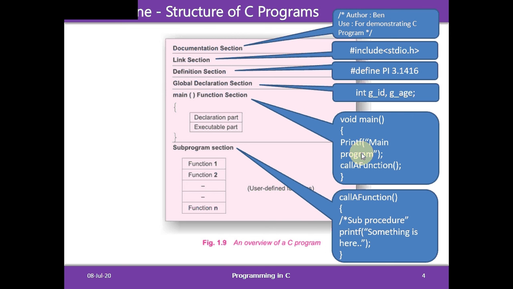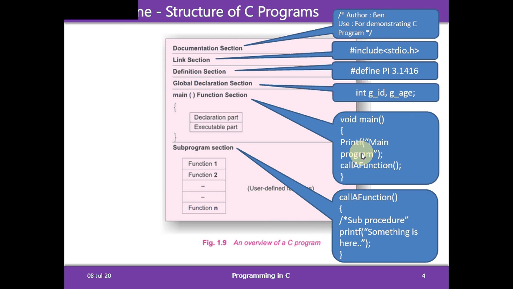So this can contain the declaration part and the executable part as well. This can be seen in the speech bubble. So void main: void is actually the return type. It represents null or nothing, and main is the function name.